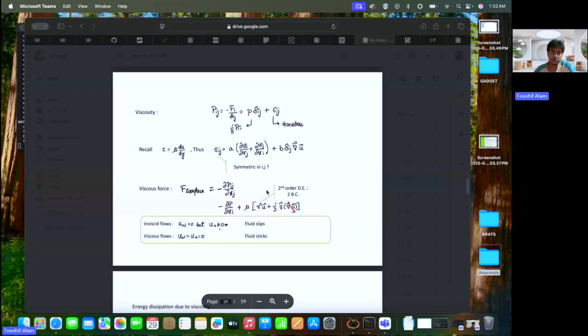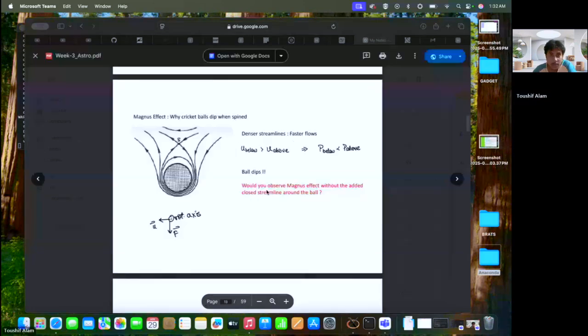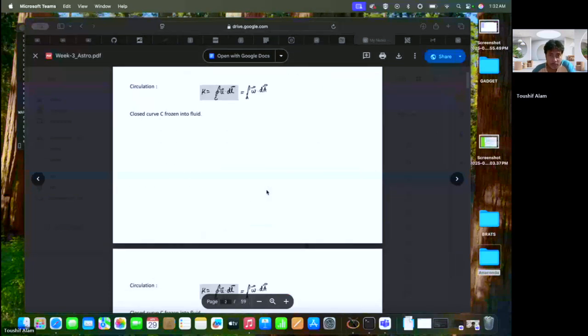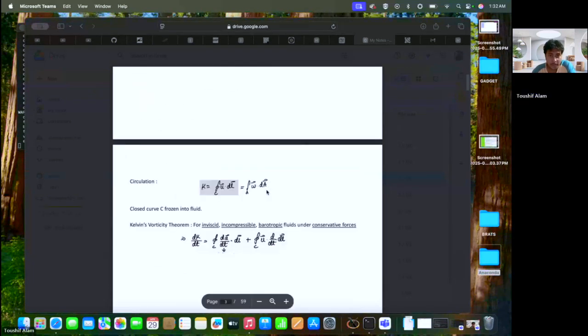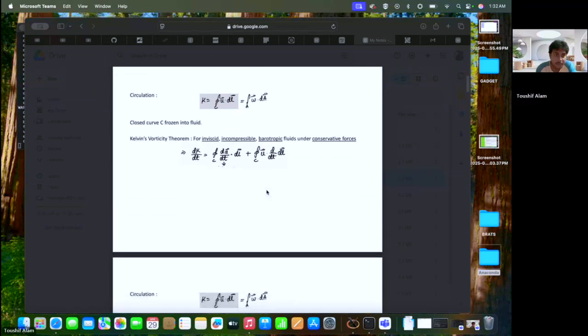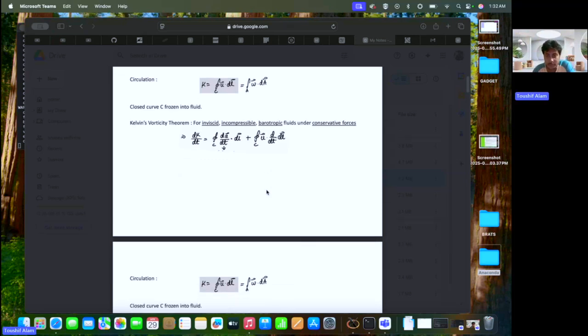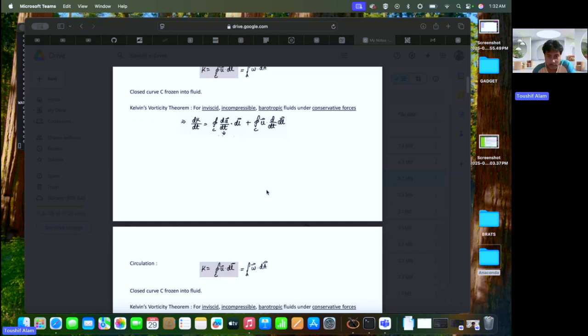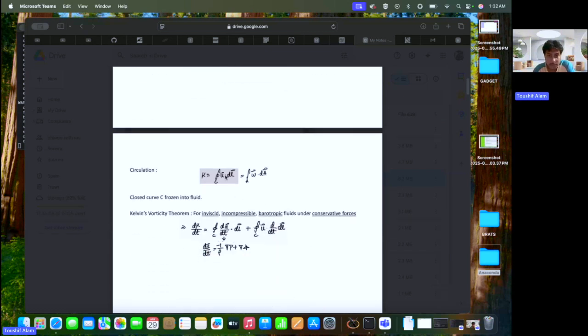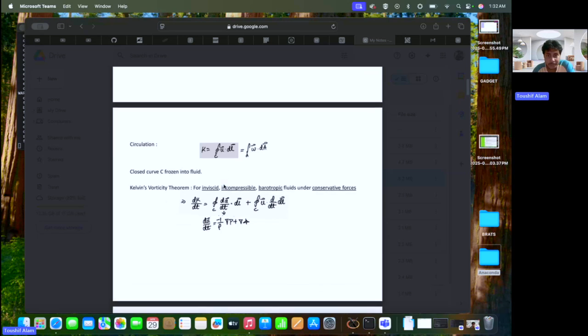As you can see, last time we talked about the circulation vector and Kelvin's vorticity theorem, which is valid for inviscid, incompressible, barotropic fluids. So we derived this equation, where omega is the vorticity. This is from the Stokes divergence theorem.